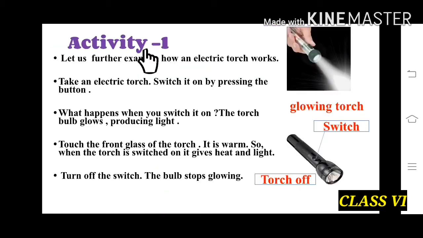Activity 1. Children, let us further examine how an electric torch works. So in this picture, we can see there is an electric torch and we have to switch it on by pressing the button. So children, what will happen when you switch it on? The torch bulb glows and produces light.